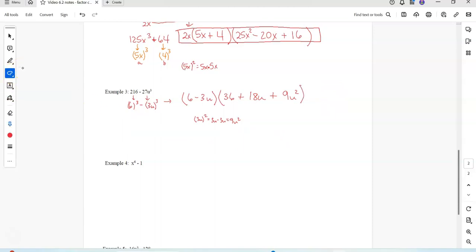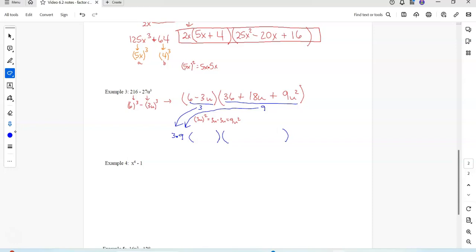Now, you might be thinking, okay, well, that's not bad, except if you look at the first group here, there is a common GCF of 3. And if you look at all 3 of these terms here, there is a GCF of 9. So we're going to take that 3 and that 9, they're going to come out of those factors, and then we're going to find out what's left over.